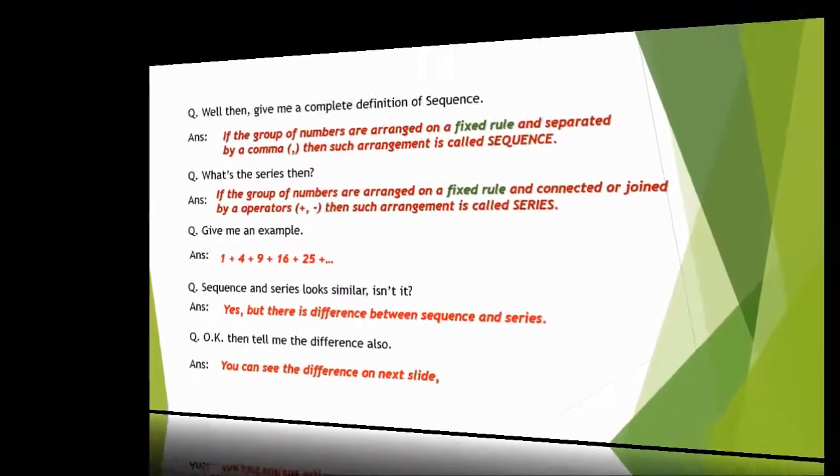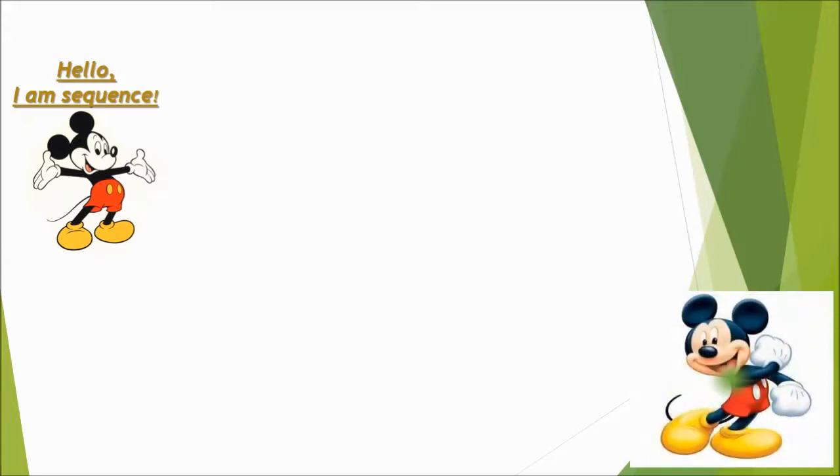Let's do the difference in a pictorial way. Now, there is a character, and the character says, hello, I am a sequence. He has pronounced himself as a sequence. And there is another character, and he says, hey, I am series. He has introduced himself as a series. Now we are going to find out the difference between sequence and series. What is the difference between these two characters?